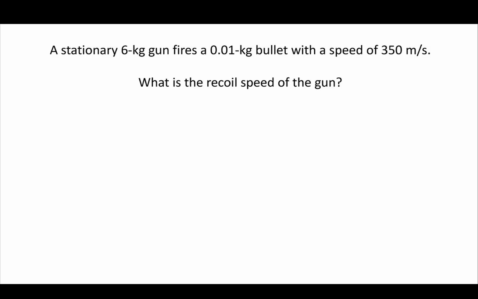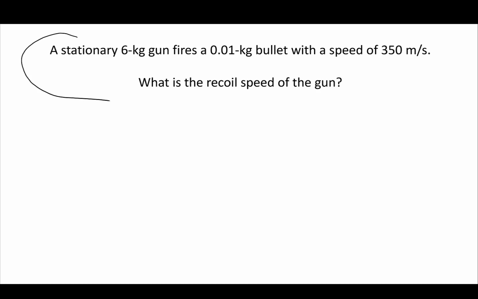Example number 5, this is the last one. A stationary 6 kilogram gun fires a .01 kilogram bullet with the speed of 350 meters per second. What is the recoil speed of the gun? Now, I have previously done this by saying that the momentum of one object is going to be equal to the negative momentum of the other object. And you could do that, and that would work. But I want to show you why that's true. The thing that I showed you before was kind of a shortcut.